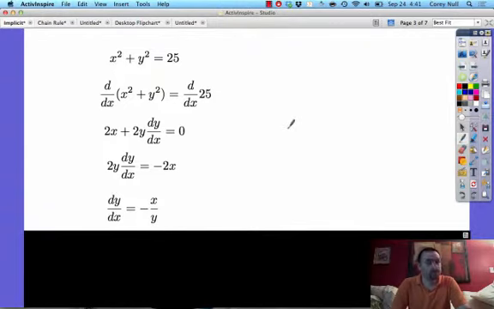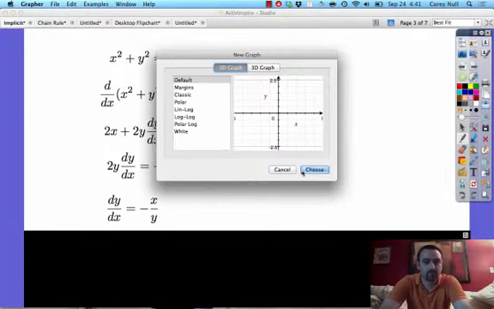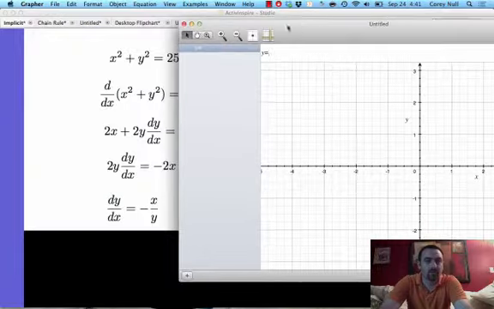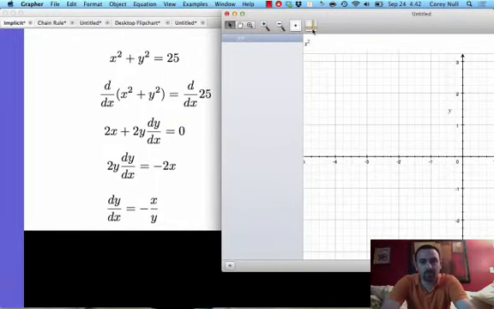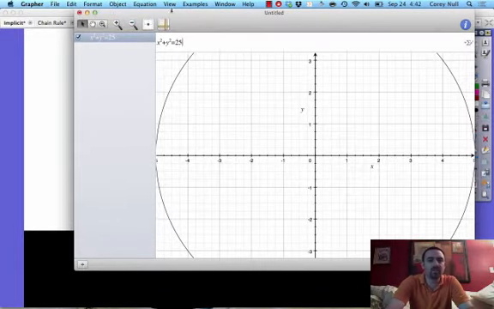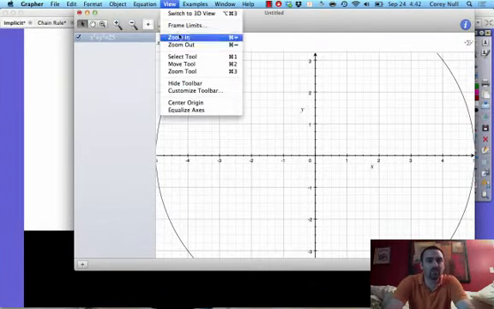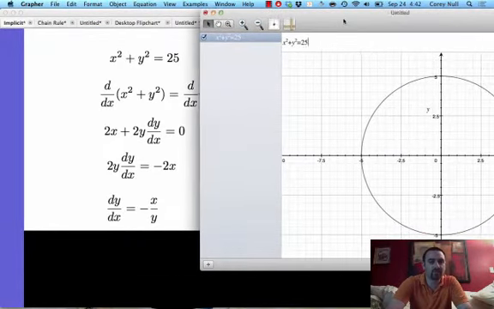Okay? Maybe we should investigate this a little bit. Let's take a look at Grapher. Now, what's lovely about this is it can do two variables. So if I go x squared plus y squared, now your calculator can't do this, but we get a circle of radius 5, and I'm going to zoom out a little bit. There it is, circle of radius 5. That's what that object is.